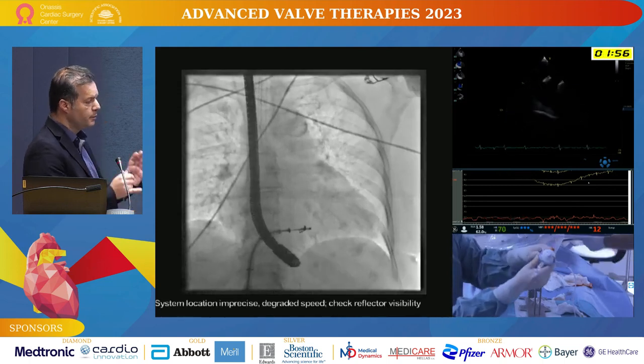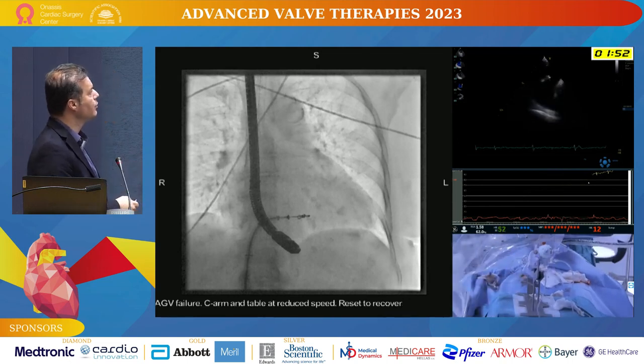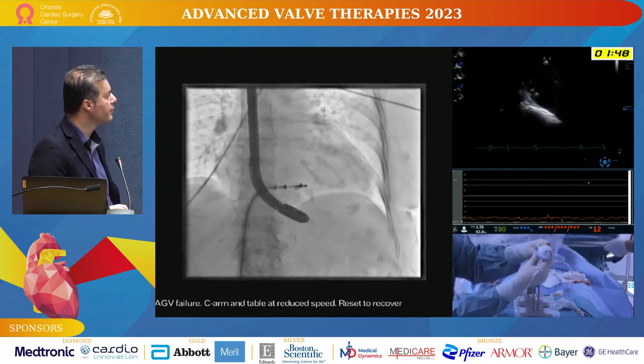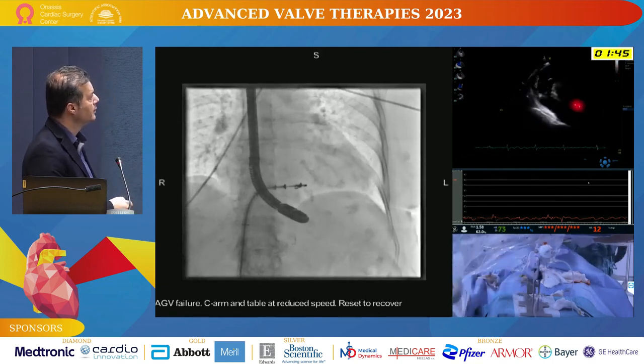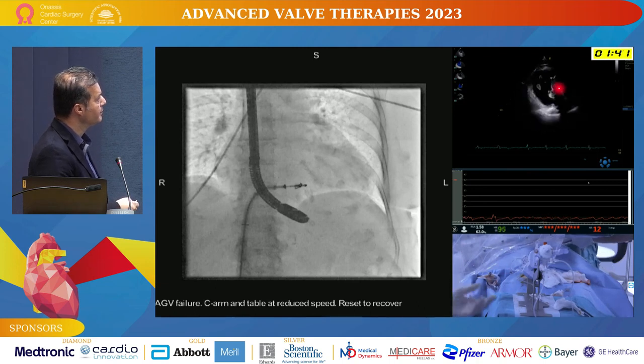We want the clip to be above the leaflets so that when we go into the stomach for the transgastric view, we can assess the perpendicularity and the exact location above the tricuspid valve. So it takes some time. We need to spend some time to get the view right.